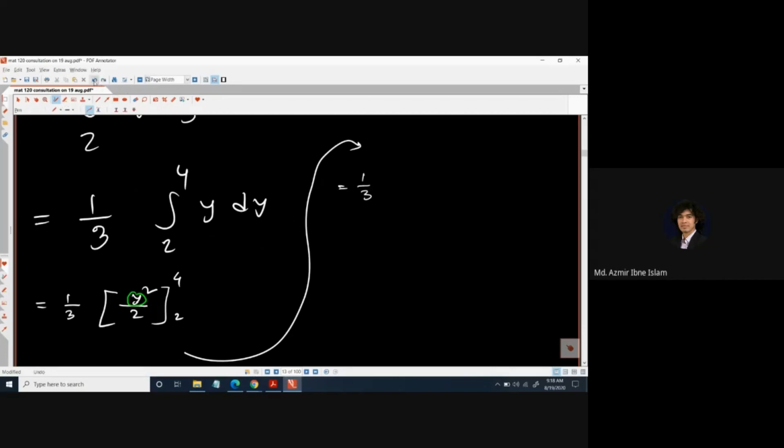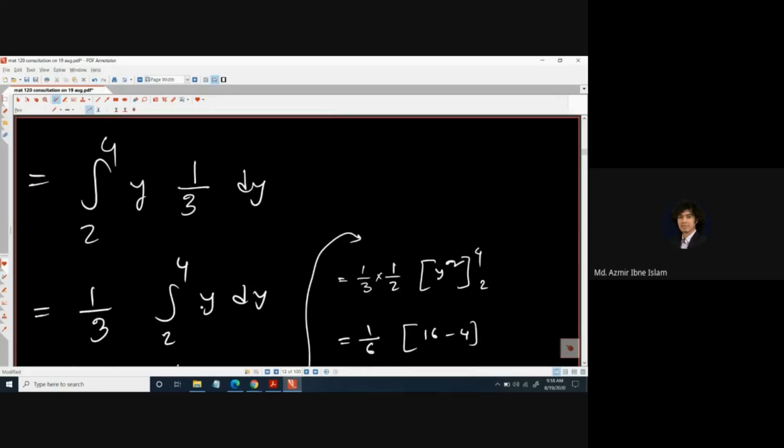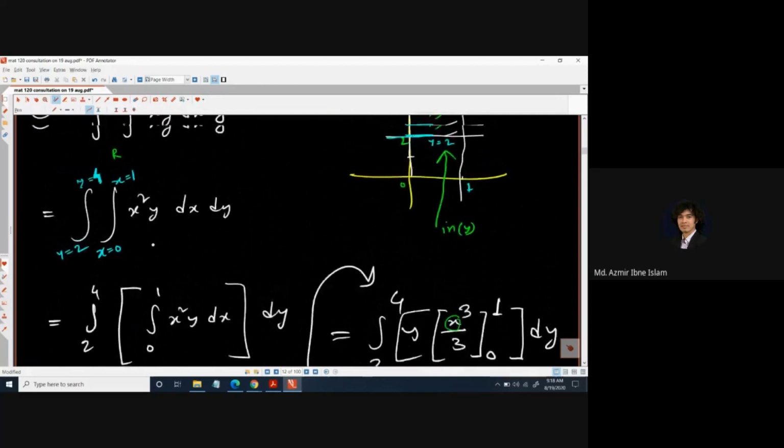Okay, let's do the same thing here. Whatever you have told me, you can see we have 1 by 2, so let's bring out 1 by 2 before. Then we have y squared from 4 to negative 2, that is 16 minus 4. So we have half times 16 minus 4, which is 1 by 2 times 12. The answer will be 6.